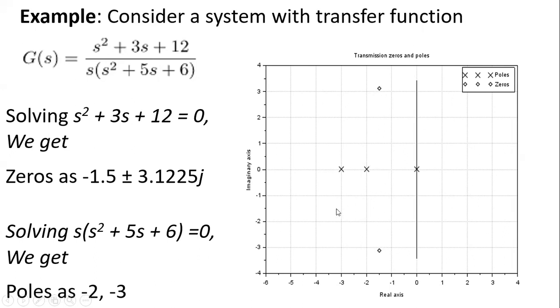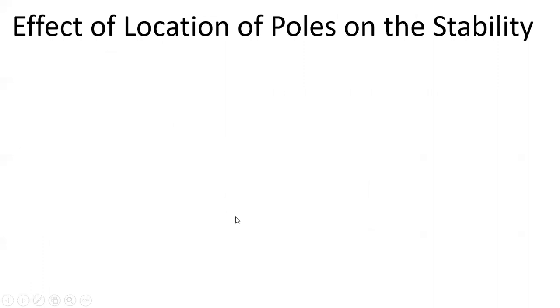Then the poles are at the origin, and minus 2, minus 3 on the real axis. This is how we represent it. Since all these are on the left side, we consider it a stable system. Now let's go through each case one by one, to understand it with more clarity.